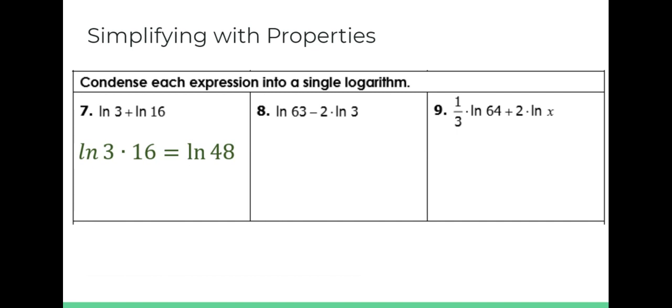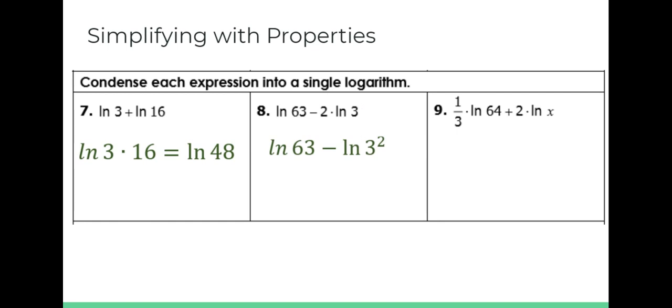Number 8, we have the natural log of 63 minus 2 times the natural log of 3. What I like to do first is work with the 2 times the natural log of 3. That is the power rule. What that means is we toss this 2 as our exponent attached to the 3. We know what 3 squared is.